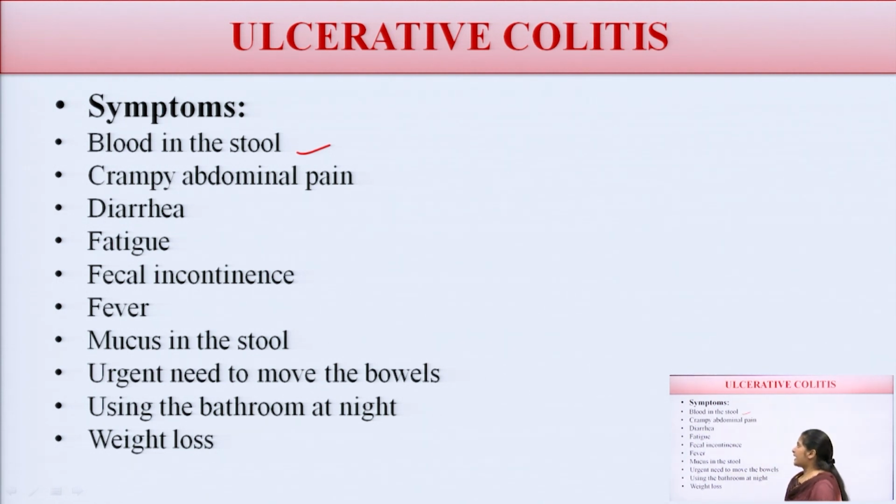Second is cramping, abdominal pain, meaning there is pain in the abdominal area, cramping abdominal pain just because of the inflammation in the large intestine. Diarrhea, fatigue, fecal incontinence, which is a condition where the stool is removed in an uncontrolled way.